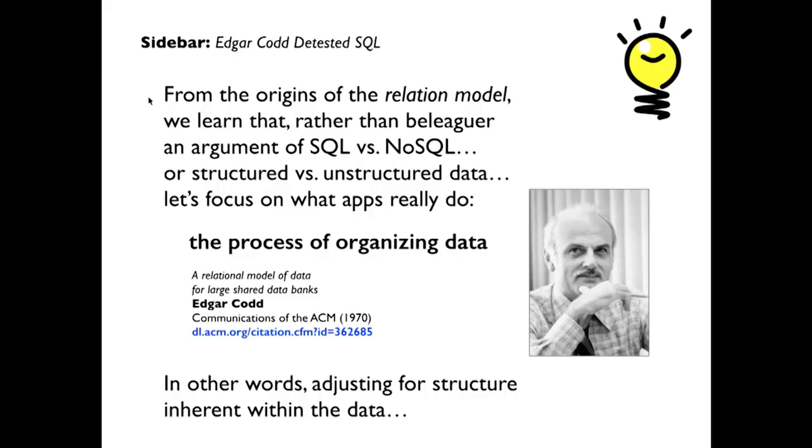So I want to go back to really the origins of the relational model. And if you've never looked at it, I definitely recommend it. There's a paper down here, an ACM paper by Edgar Codd, entitled A Relational Model of Data for Large Shared Data Banks. Edgar Codd's the person who came up with the relational model. So if you talk about relational databases, this is where it started. This paper actually did the work back in 1969.